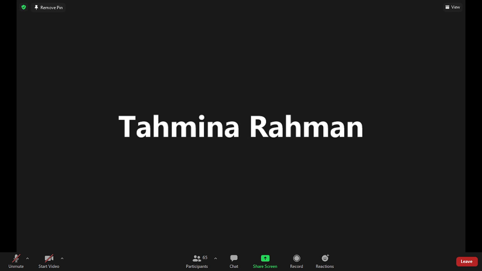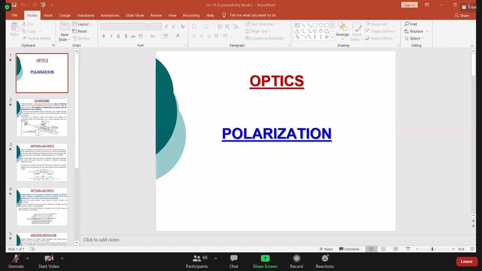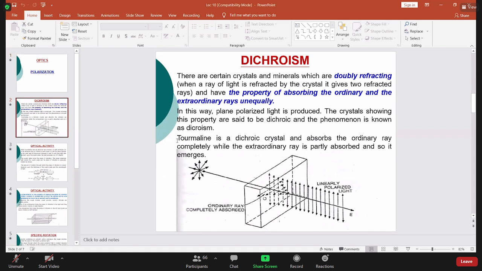What is oscillation? Ma'am, when light oscillates on a single plane. Dichroism is a property of a type of crystal, that is tourmaline crystal, dichroic.